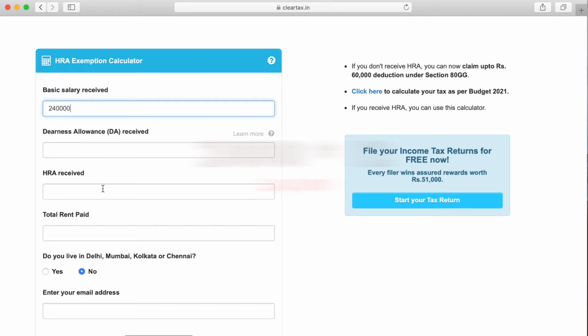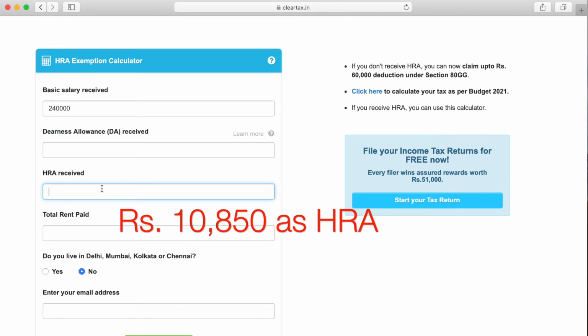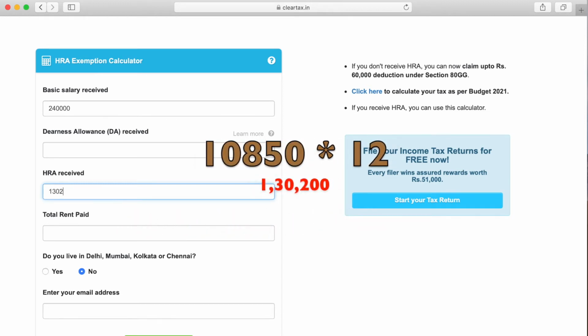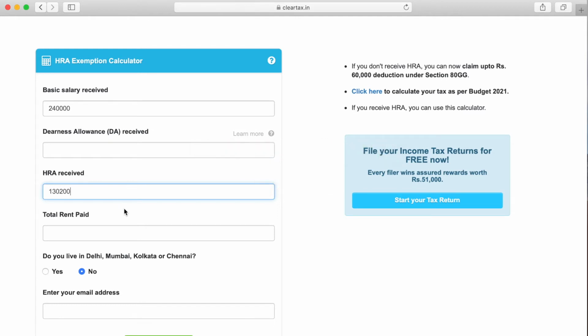And post providing this information, you need to provide the information about the HRA received. Consider the person is receiving 10,850 per month as house rent allowance. We need to multiply that by 12. So the total amount comes around 1,30,200 rupees.